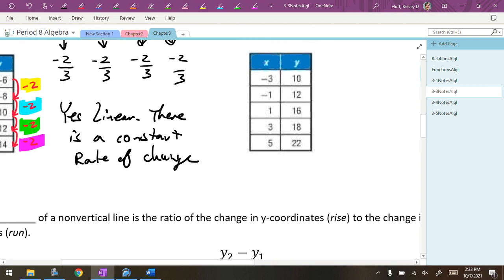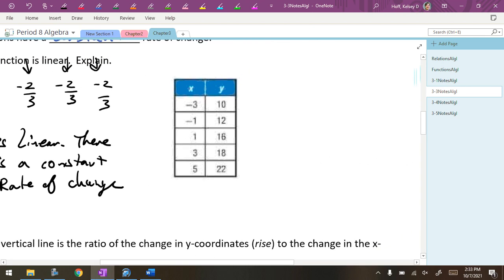Okay. Try this one on your own. Determine if this is a linear function. In other words, tell me if you have a constant rate of change.